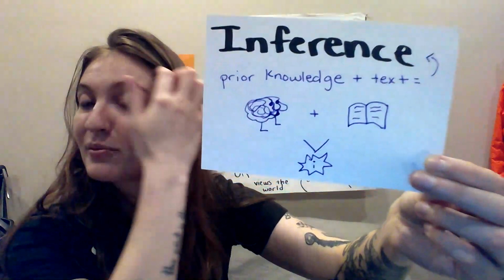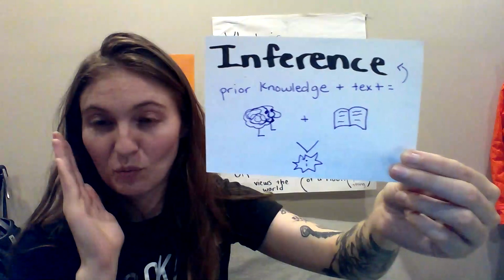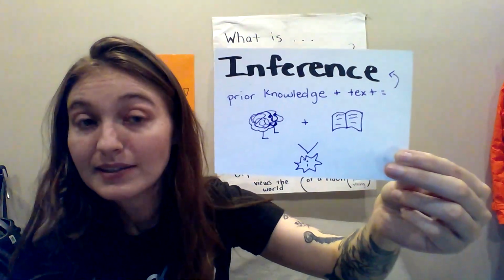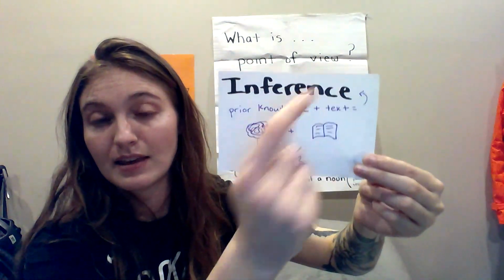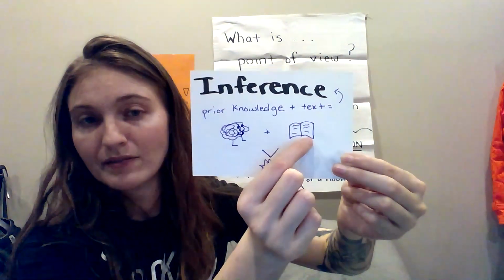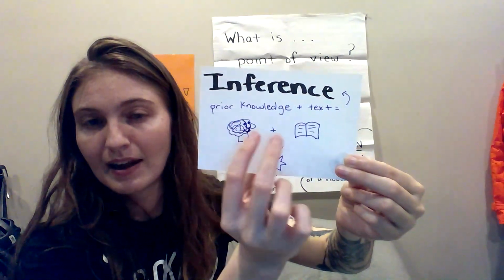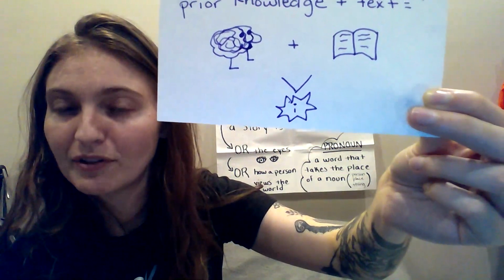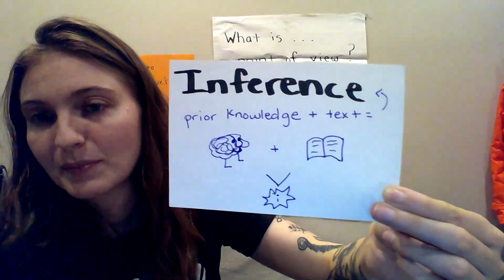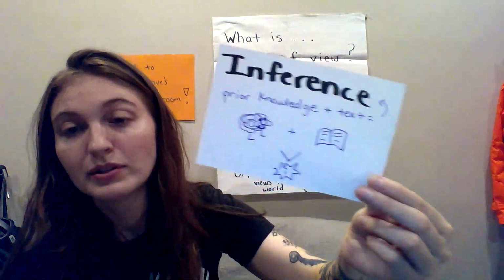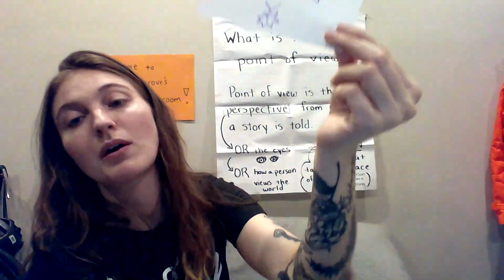Inference. And I had said this before, and we always say this because I want this to be in your brain. Prior knowledge plus text is the inference. And I have my little brain to represent prior knowledge. I have a little book to represent the text. And I have them come together and make a little eye, which is the inference. It's just a symbol for what an inference might be. Okay?